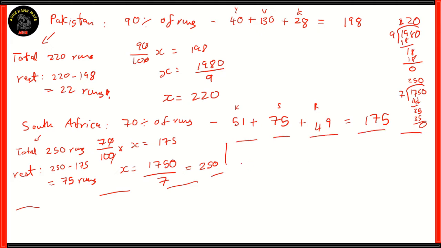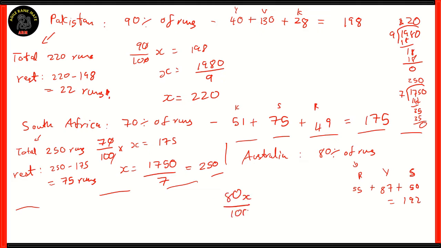Now let's look at the match against Australia, in which 80% of the runs were scored by Rahul at 55 runs, Yuvraj at 87 runs, and Saurav at 50 runs. So you get a total of 192. So that means 80x over 100 gives you 192.